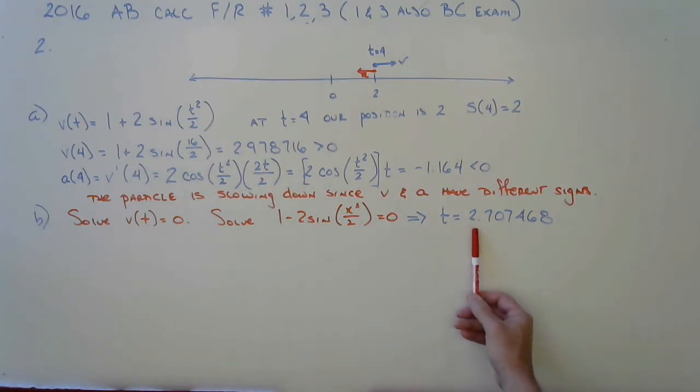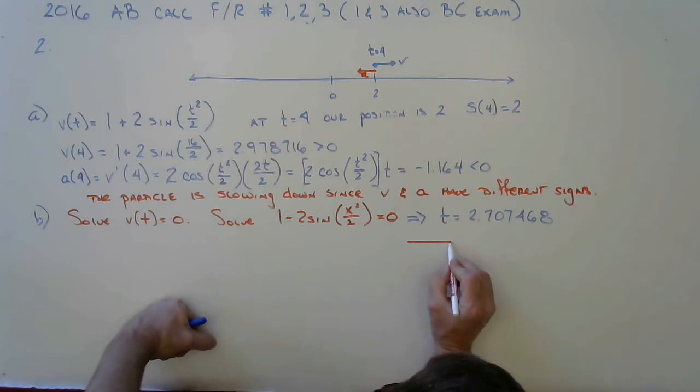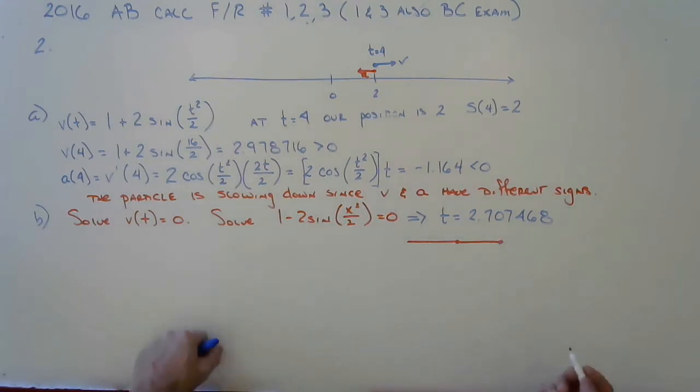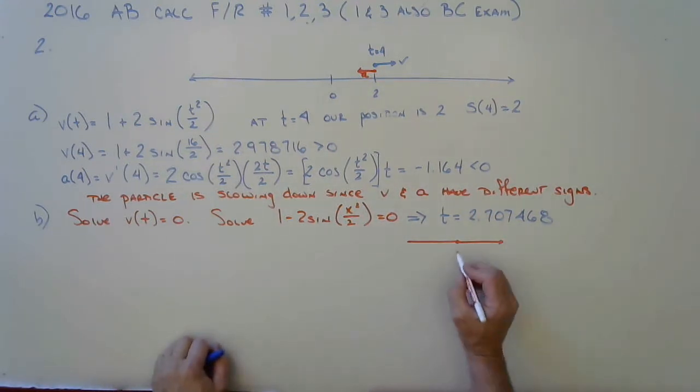I know I've stopped right here. But what could I have been doing? My particle could have been moving like this. It could stop. And then it could keep moving like this. I haven't changed directions. So what do I need to do?